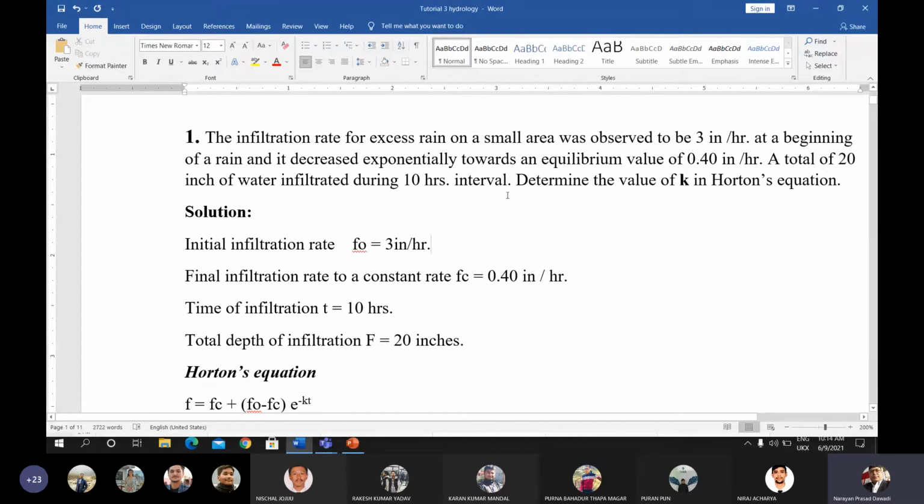Now, a total of 20 inches. The total depth of infiltration during the 10-hour period of rainfall is 20 inch. Total depth of infiltration is denoted by capital F, which is 20 inch, and the time of infiltration is 10 hours, t equal to 10 hours. All these data are given. We have to find the value of k of Horton's equation.